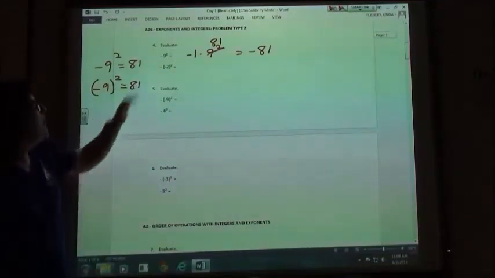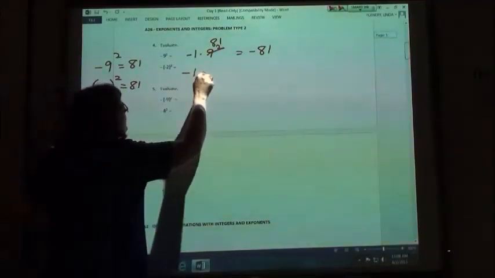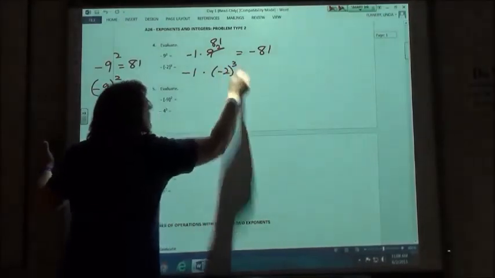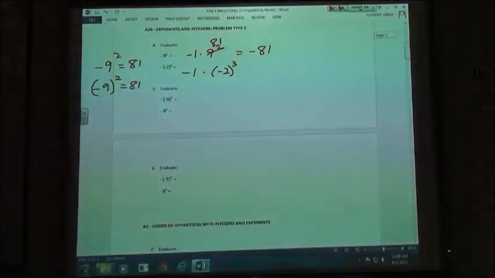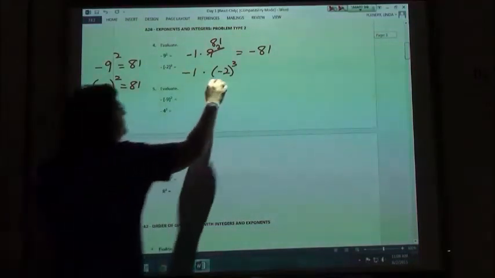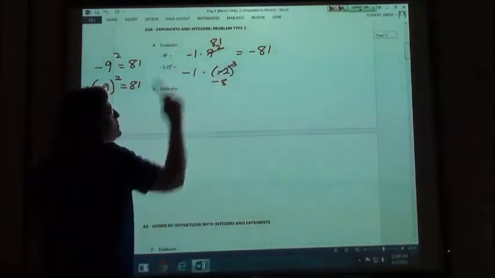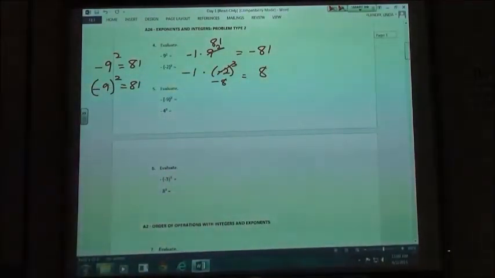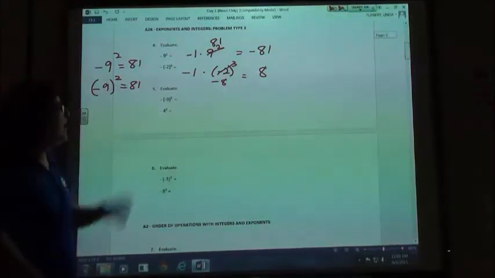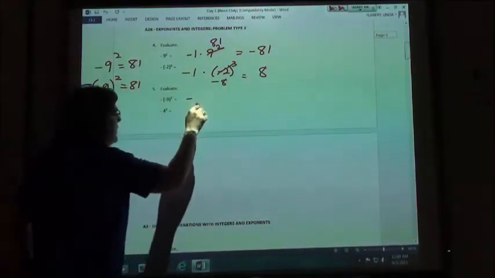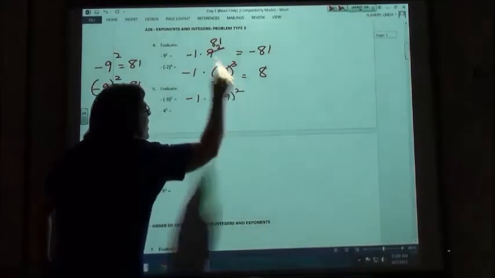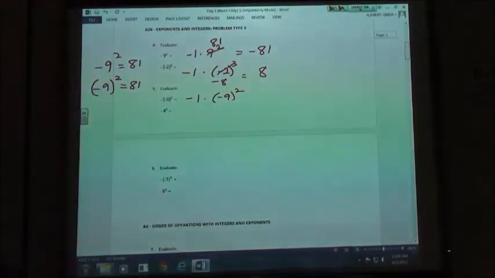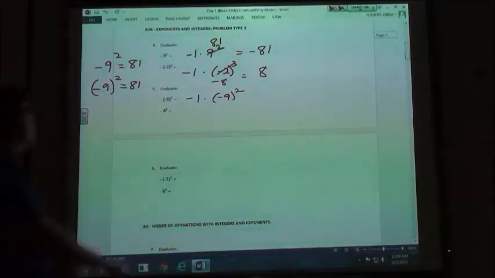So this one, if I wrote it down, it would be -1 times the -2 cubed. I would do my exponent first. -2 cubed is -8. And -1 times -8 is +8. So, if I have negative 1 times negative 9 squared. Negative 9 squared is 81 times the negative 1 in front.